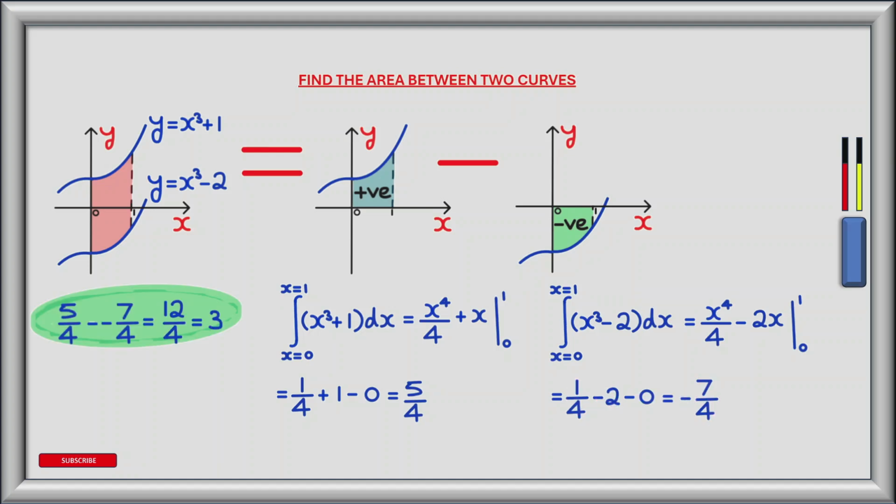So now, the area of the red shaded region is the area of the green shaded region, which evaluates to negative 7/4, subtracted from the area of the blue shaded region, which evaluates to positive 5/4. So we have 5/4 minus -7/4, which gives us 12/4, and therefore the area of the red shaded region is 3 units squared.